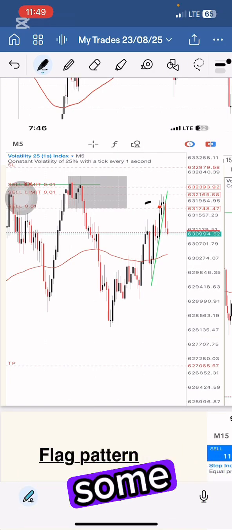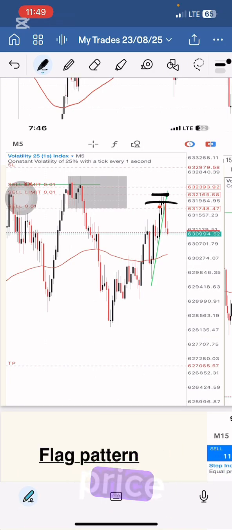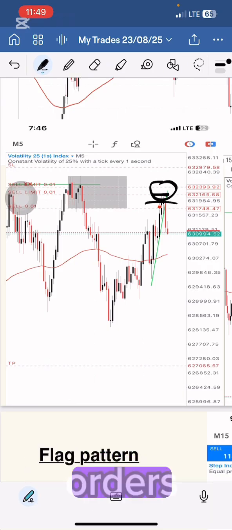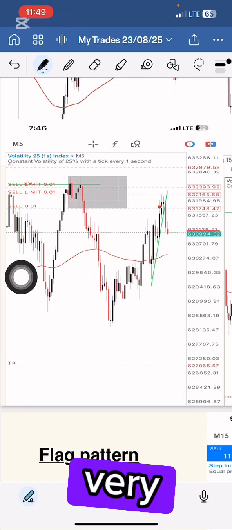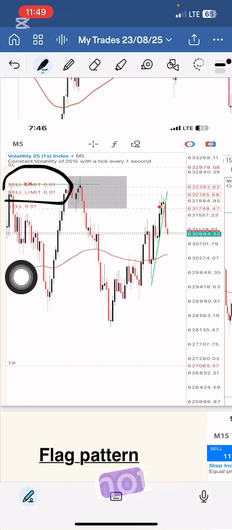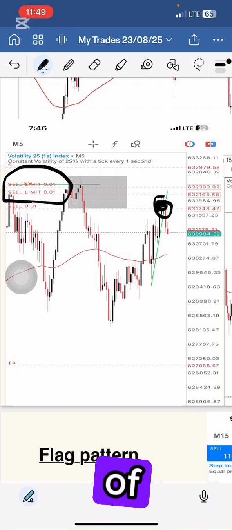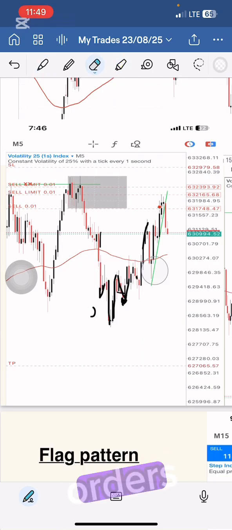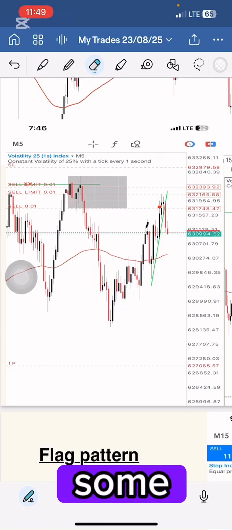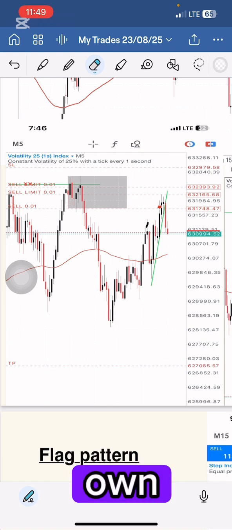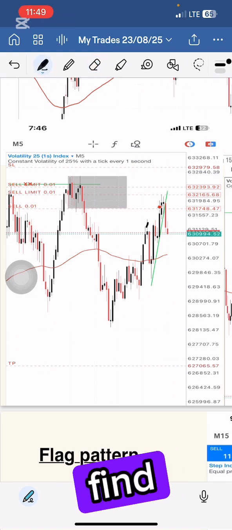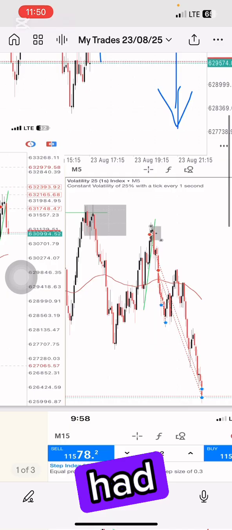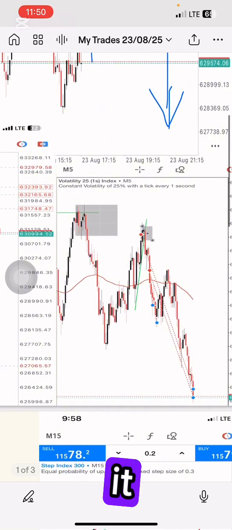Already I had some pending orders here. Price could not trigger these 2 pending orders. If you check very well, you see that these 2 pending orders were not triggered, but it triggered the first set of the pending orders here. So I had to find a way to re-enter some on my own. That's what I did.